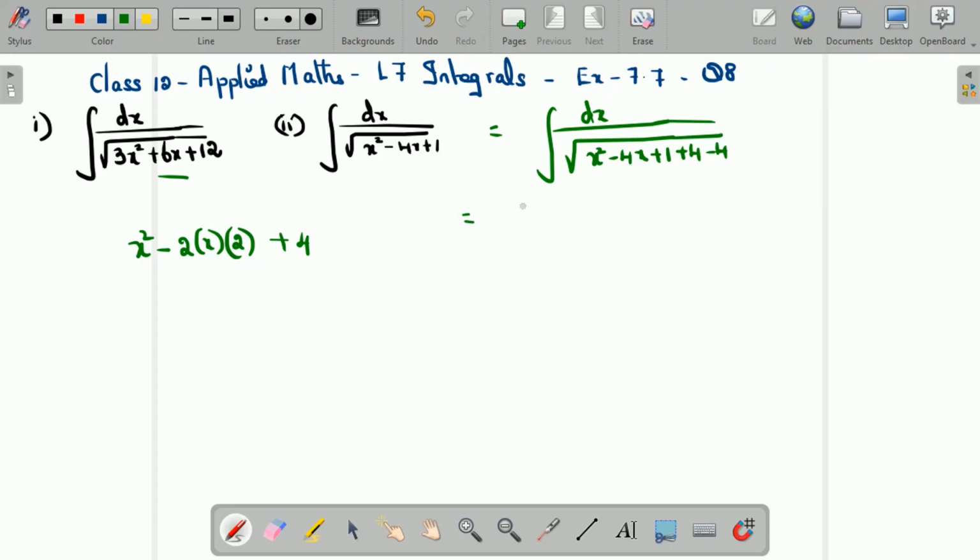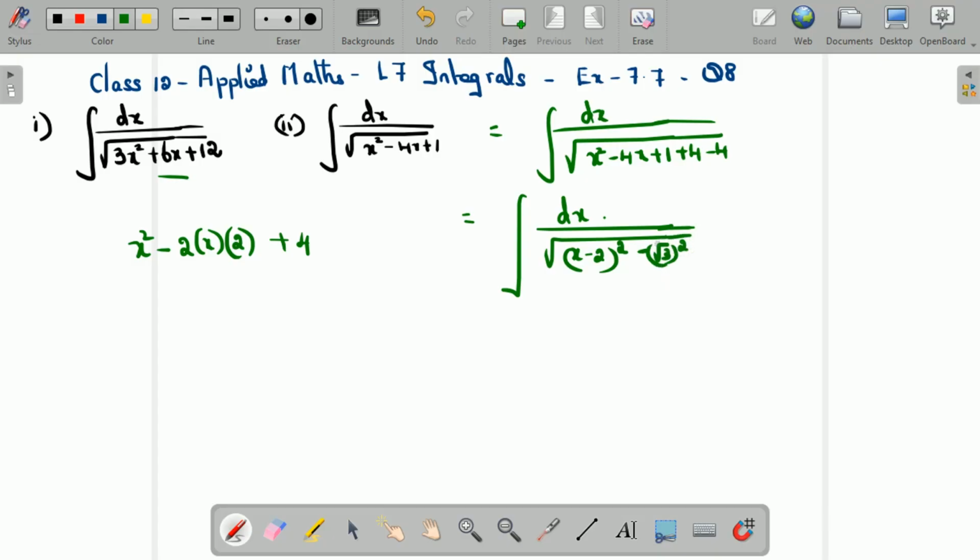So now let's rearrange to make it a complete square. So this is dx divided by root of, now x square minus 4x plus 4 is nothing but x minus 2 the whole squared. So this is x minus 2 the whole squared. Now what is left over is plus 1 and minus 4, which is going to be equal to minus 3. Again, I can write this as minus root 3 the whole square.